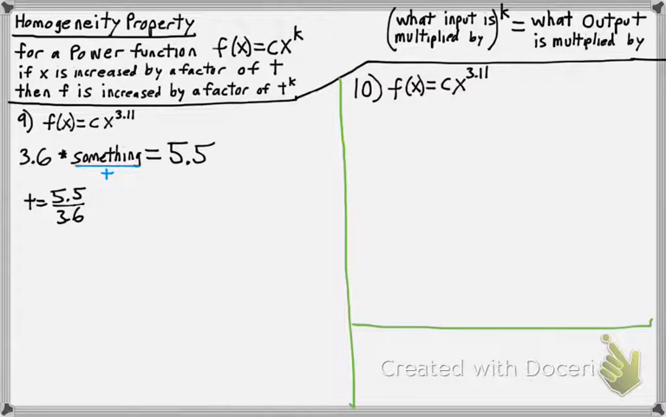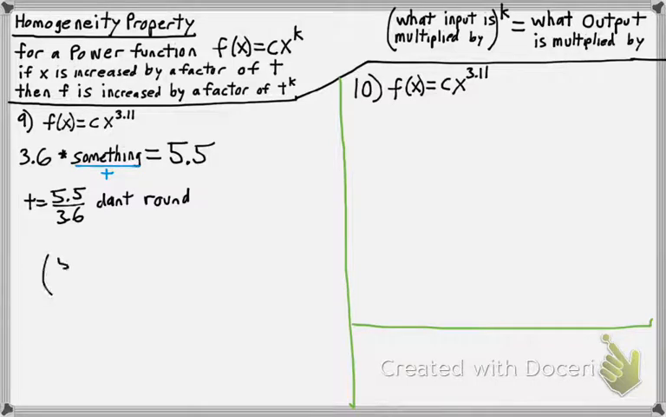I don't want to round that, so I'm going to leave that alone. So don't round. It really wants to know how the function values compare, meaning the output values. So this is the amount that we're increasing by, 5.5 over 3.6. That is what the input is being increased by.